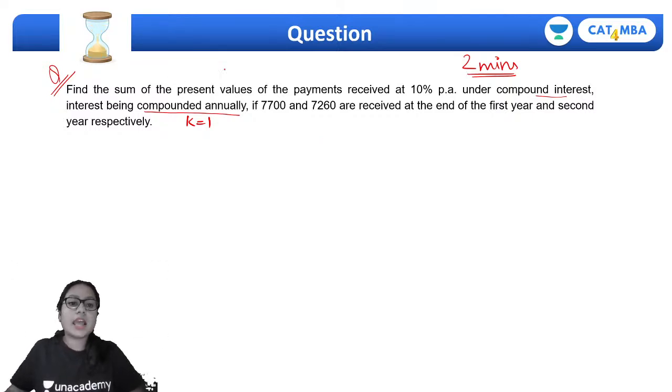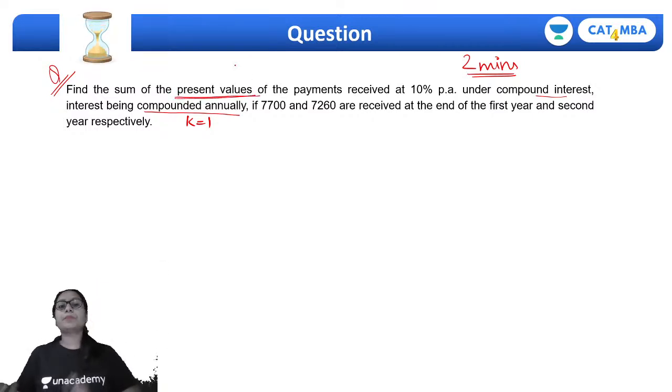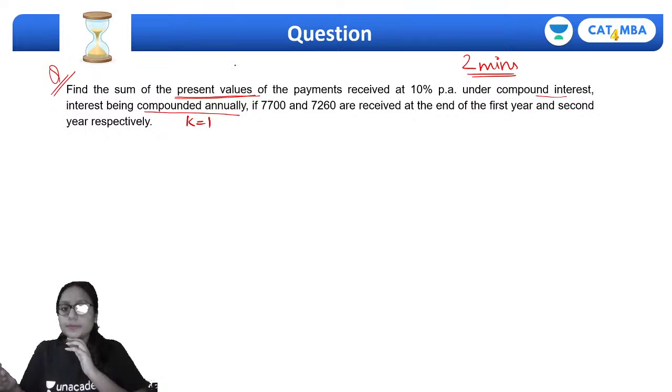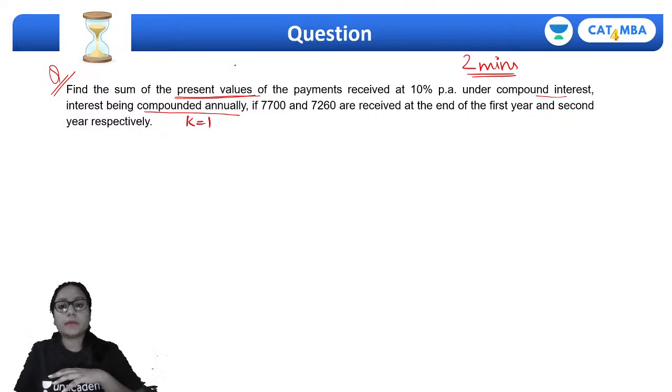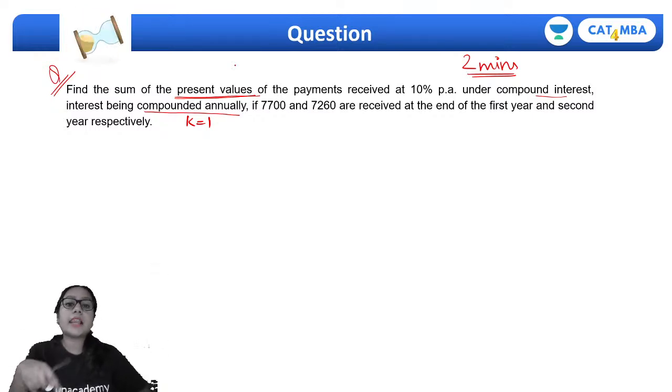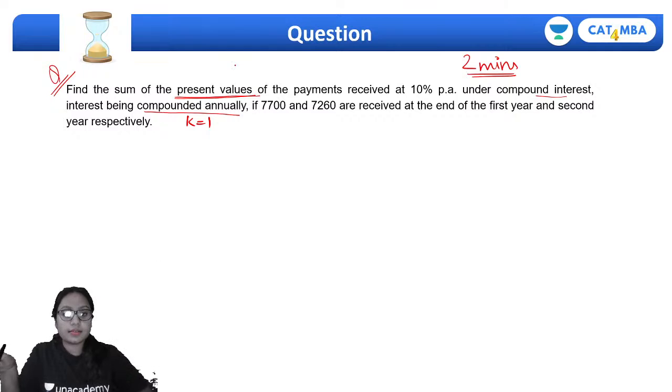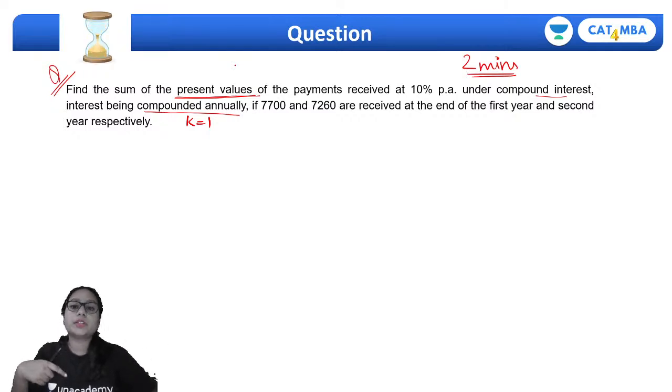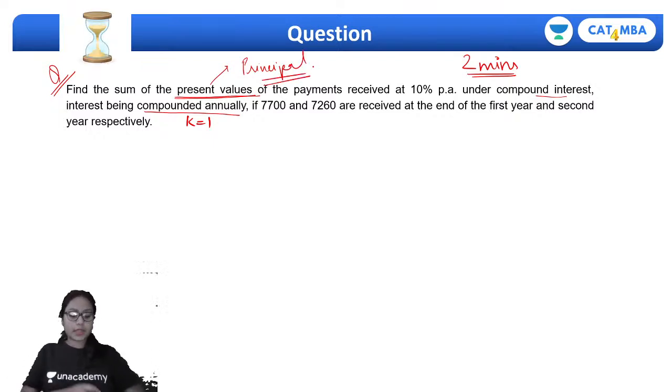Now, we have this term present value here. Present value means, if I give you 100 rupees at 10% rate of interest, at the end of the first year the money would be 110, right? So I say that the present value of 110 is 100 rupees at 10% rate of interest. This present value is nothing but the principal, the current principal. Now please solve.